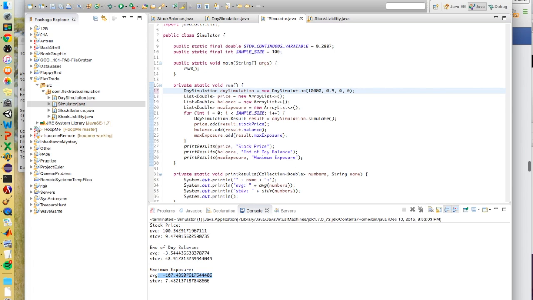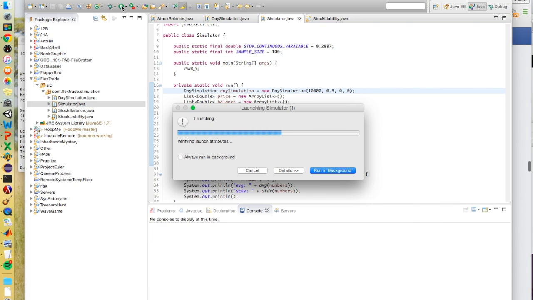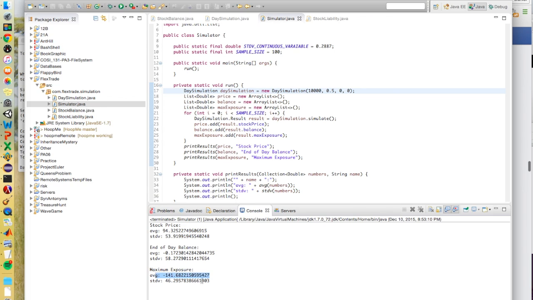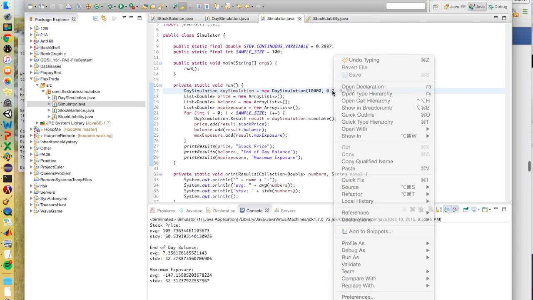But if we pump the volatility up, now we see that it's getting bigger. The standard deviation is getting bigger. Let's put this up to 1. That's where we saw those really big numbers.